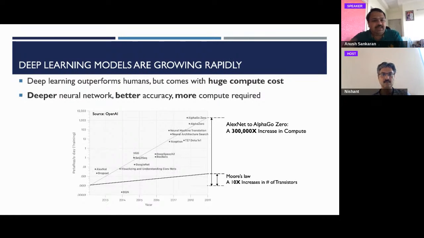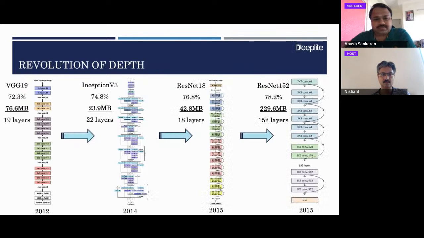So in order to get better accuracy, in order to reach human level performance using deep learning models, you need more computation, right? So why is this computation required? Because of the revolution of depth. As you can see in the last decade, this is a very simple sample set of the growth of deep learning models. One of the earliest models was VGG19. It gave about 72% accuracy, occupying about 76 MB in memory. The disk size it takes is about 76 MB.